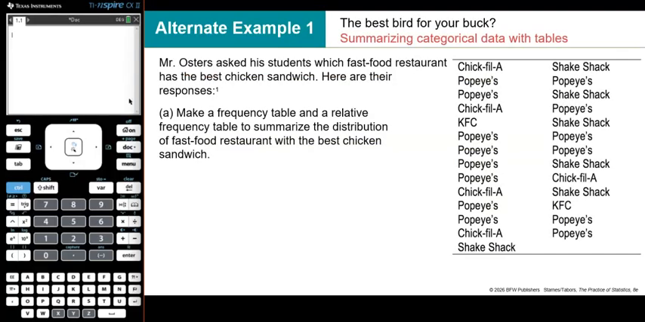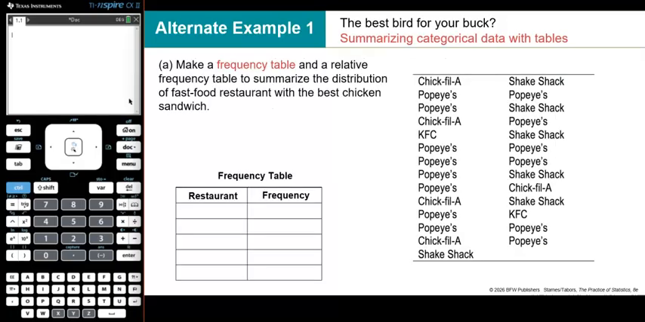Okay, great question here. Which fast food has the best chicken sandwich? Here are the responses. Make a frequency table and a relative frequency table to summarize the data. To do this, you would first put all the different categories in a table. Restaurant, so you would put the name of all those, Popeyes, and you would count how many Popeyes. If you counted 1, 2, 3, 4, 5, 6, 7, 8, 9, 10, 11, 12, 13. I think there's 14 Popeyes.